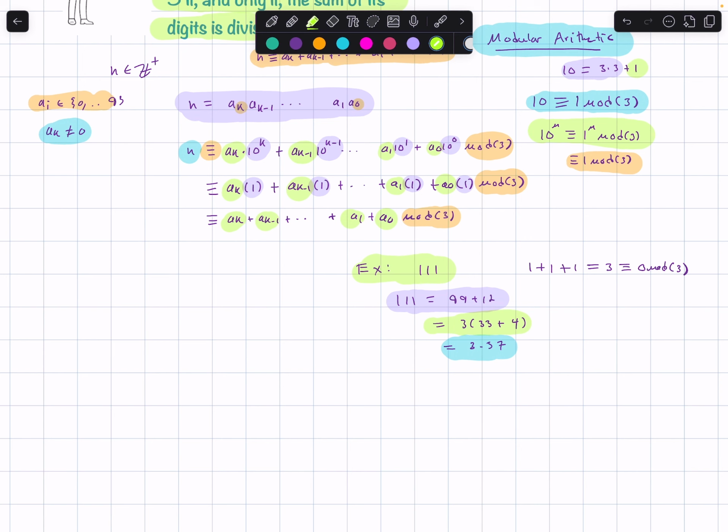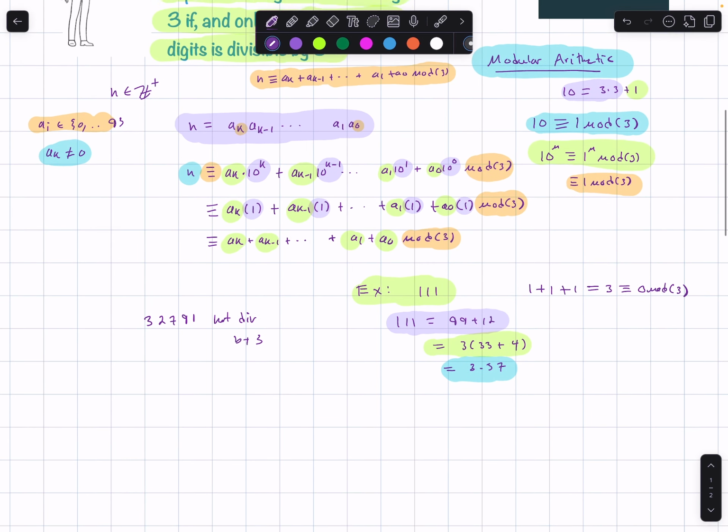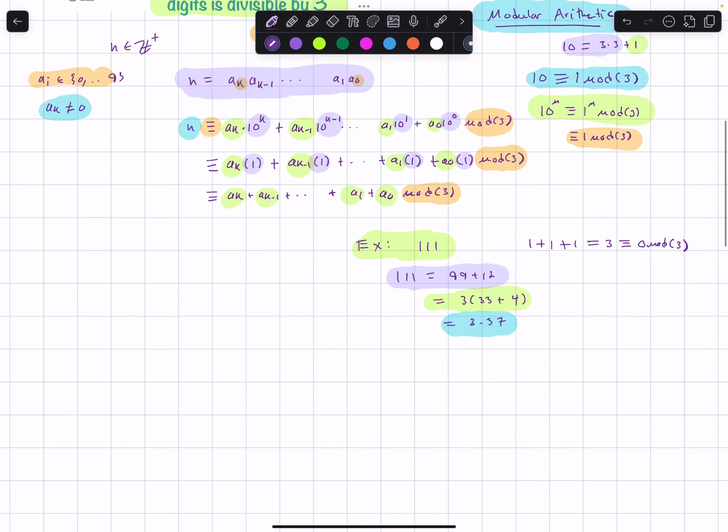And if I pick a random number, say 3, 2, 7, 9, 1, well, let me look at the sum of the digits. First of all, you can just ignore the ones that are multiples of 3. So these are 0 mod 3, and then 2 and 7 is 9, which is 0 mod 3, and then we have a 1 left over. So this is not divisible by 3. We can know that just instantly by looking at this thing. So, a very nice test for divisibility by 3.